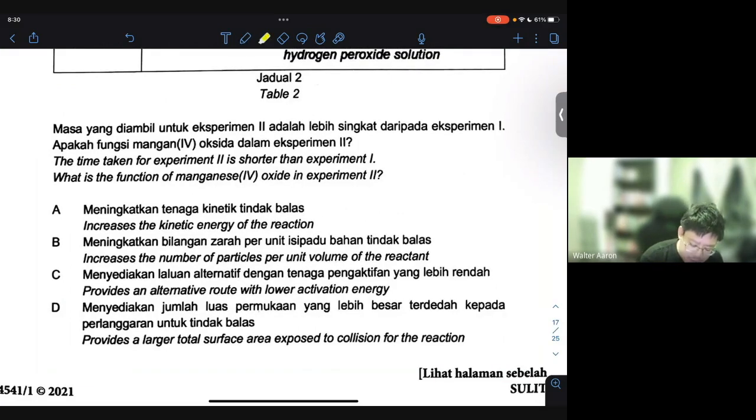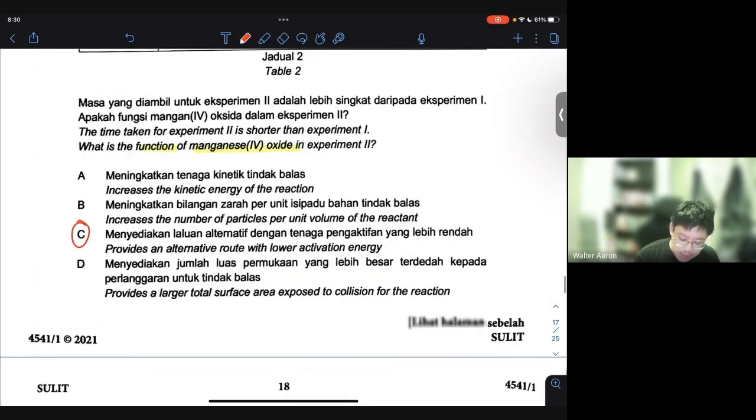What is the function of the manganese(IV) oxide in experiment 2? As I said just now, it is used as a catalyst. And what does it actually do? It provides an alternative route with a lower activation energy so that the reaction can proceed forward easily. So the answer here will be C.